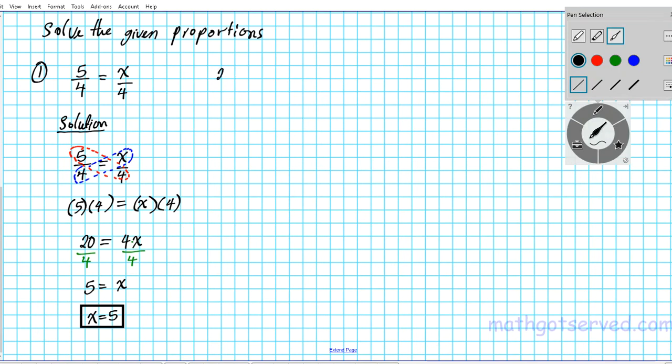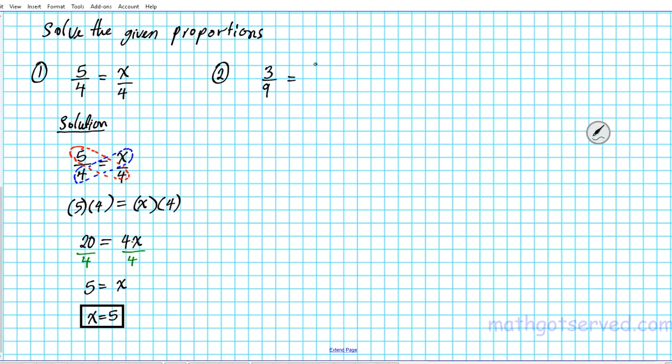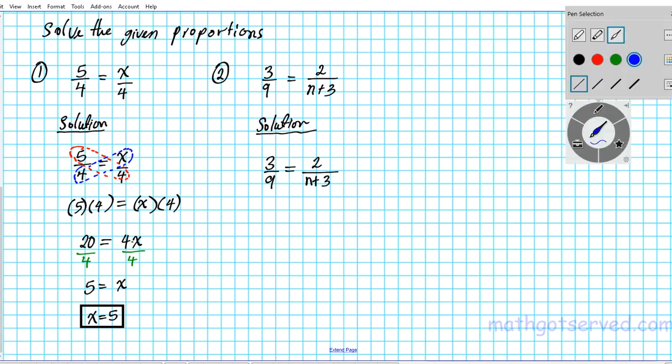Alright, let's take a look at question 2. Let's say we have the proportion given by 3 over 9 is equal to 2 over n plus 3. We're going to solve this using the star method again. Let's write the problem: 3 over 9 is equal to 2 over n plus 3. We're going to carry out the multiplication. 9 will be multiplied by 2, and then the quantity n plus 3 will be multiplied by 3.